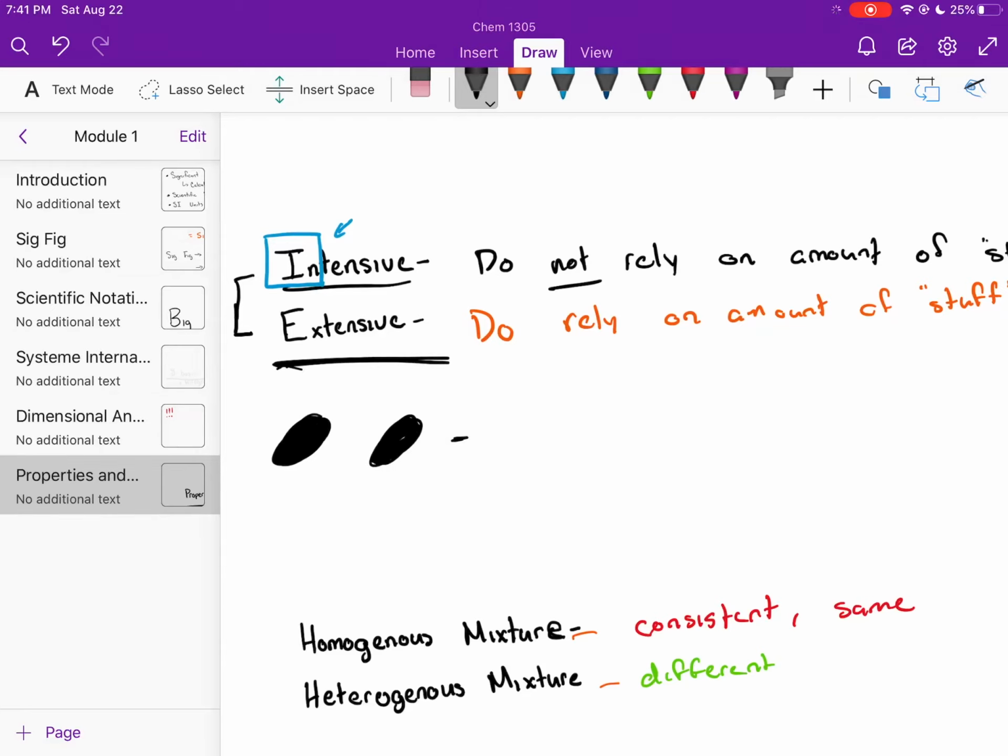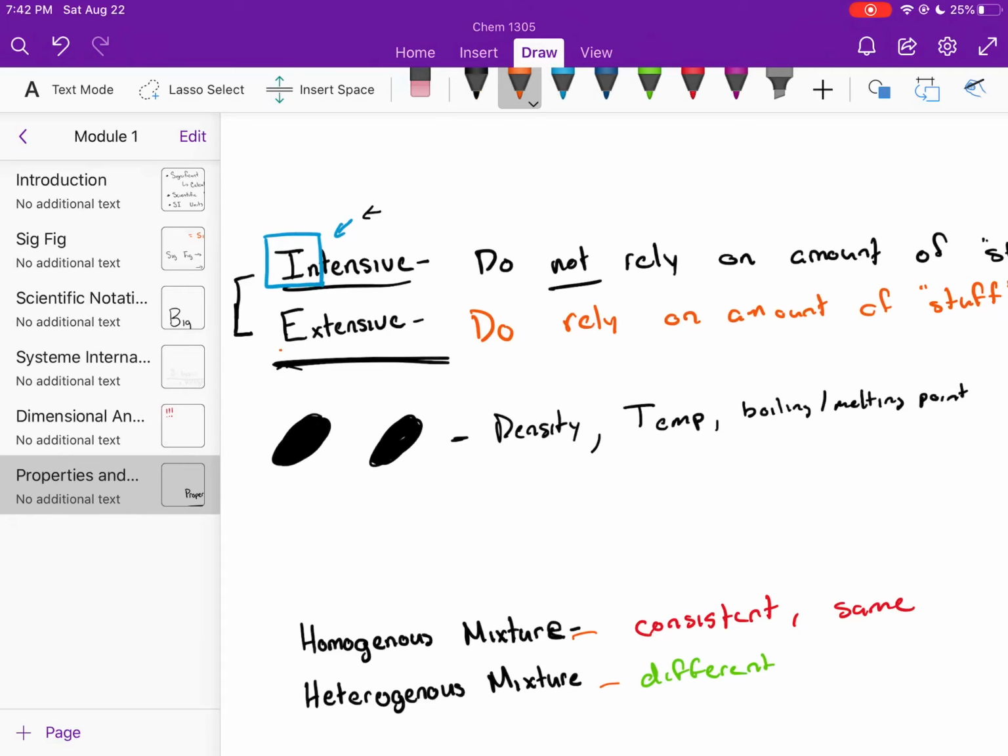So intensive properties are going to be stuff like the density. The density of the rock is never going to change. You're going to have 50 rocks and the density of those rocks won't change. You can have 50 rocks and the temperature won't change. You can have 50 rocks and the boiling and melting point of those rocks aren't going to change, because they're found within the actual thing.